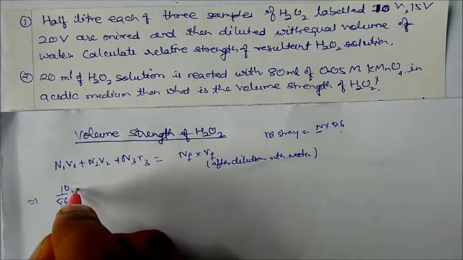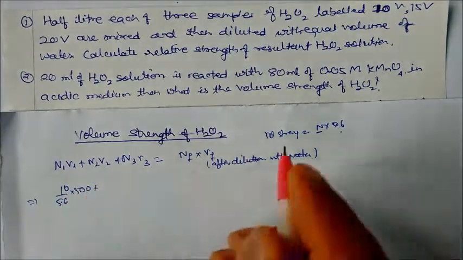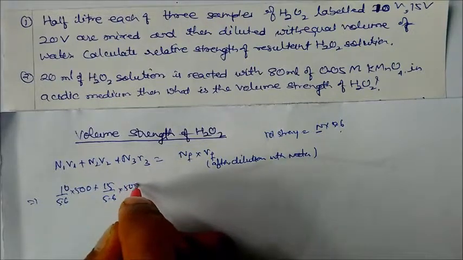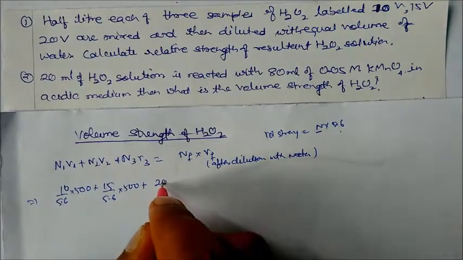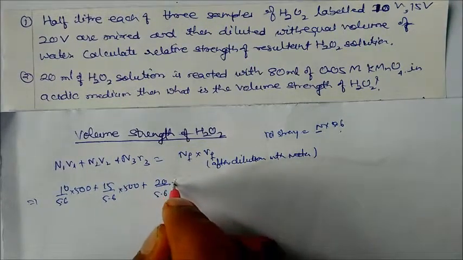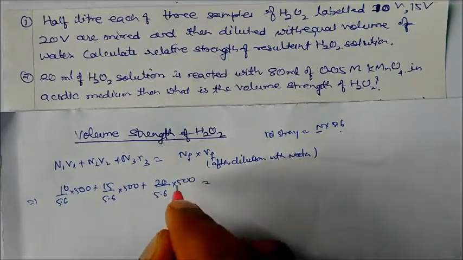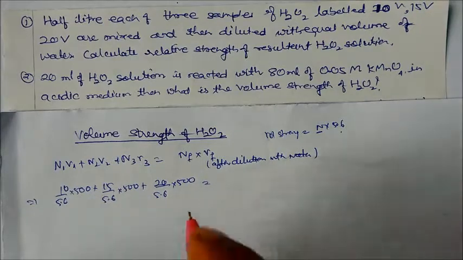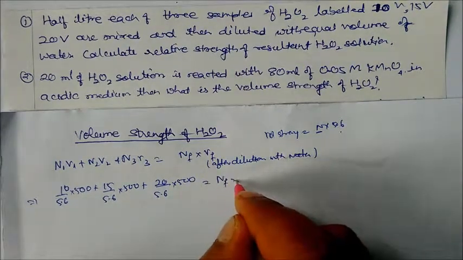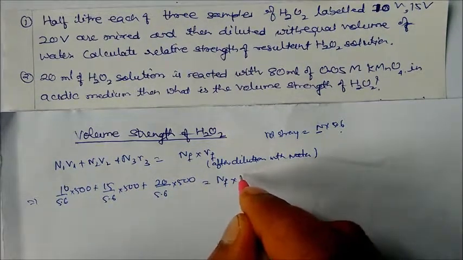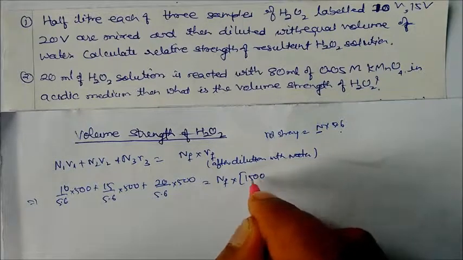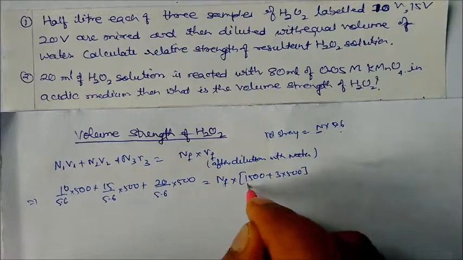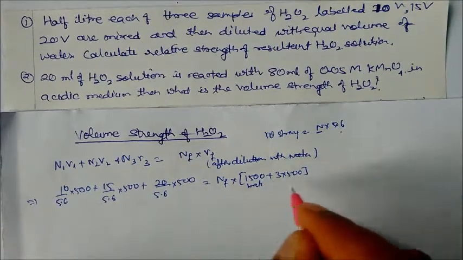So here the volume is given as 500 ml. The second is 15 divided by 5.6 with 500 ml, and the third is 20 divided by 5.6, again with volume 500. Now they are diluted with water also, so there are 3 volumes plus water. So the final volume will be 1500 plus 1500 for the water, the same volume, so it becomes 3000.